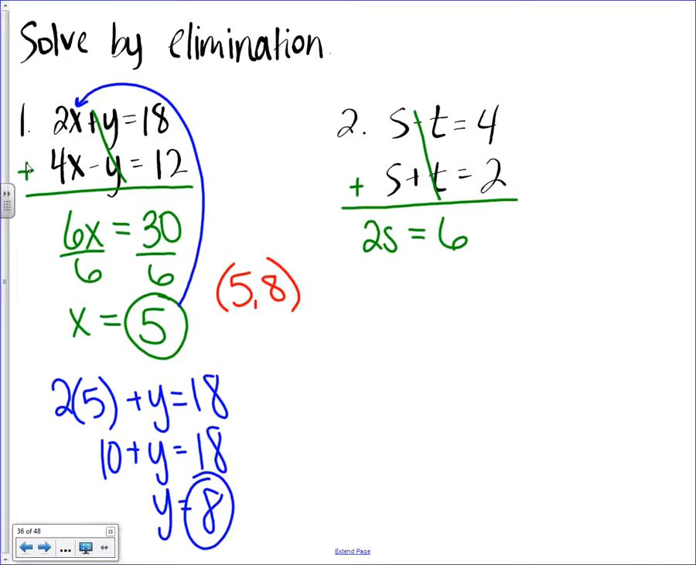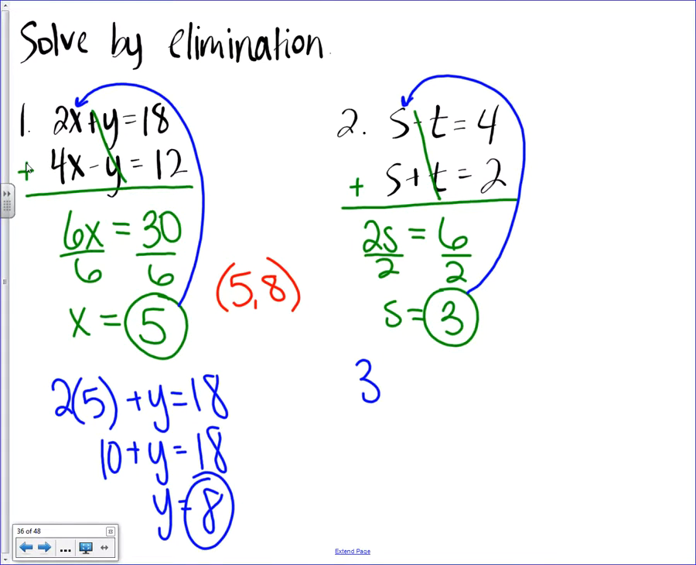Solve for s. S is 3. Now we need to take that 3 and find the rest of our answer. So we're going to take that 3 and put it either into the top or the bottom. It really doesn't matter. I'm going to choose the top. Make sure you put it in for the right variable. You will get the wrong answer if you put it in for the wrong variable. So this will be 3 minus t is equal to 4.